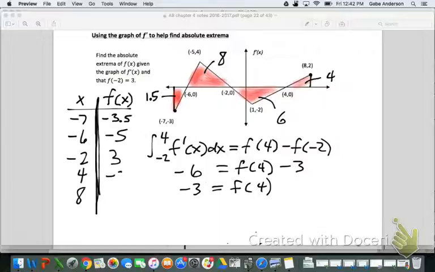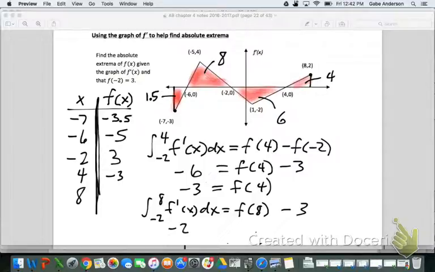Okay. And then finally, for the last one, integral from -2 to 8, to get our final value, this would equal f of 8 minus 3. What'd you guys get for that integral? Just for the integral side. I think -2, right? -6 plus 4? So -2 equals f of 8 minus -3. Okay, and then you add 3 and you get 1?